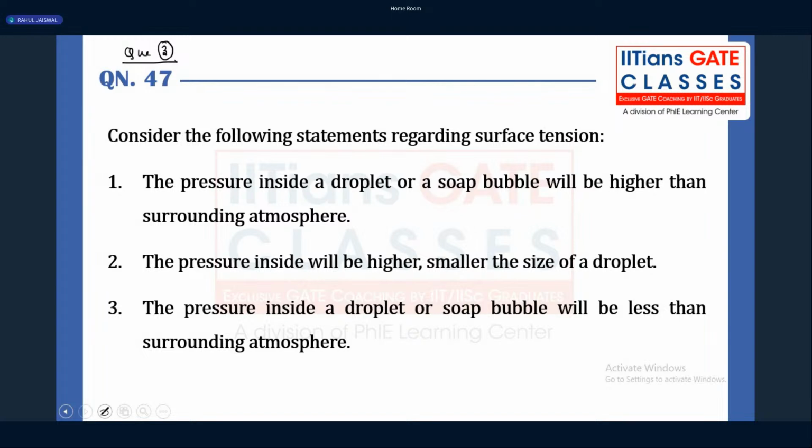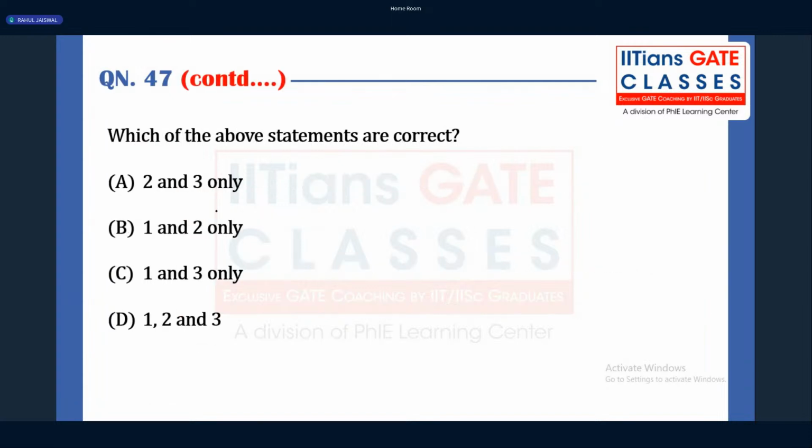Tell you guys, so first statement they are asking: the pressure inside the droplet or a soap bubble will be higher than the surrounding atmosphere, which is obviously correct. I will discuss why. The pressure inside will be higher, the smaller the size of the droplet. The pressure inside the droplet of a soap bubble will be less than the surrounding atmosphere. Now, when you look at the options, they have given which of the following statements are correct? 2 and 3, 1 and 2, 1 and 3, 1, 2, 3.